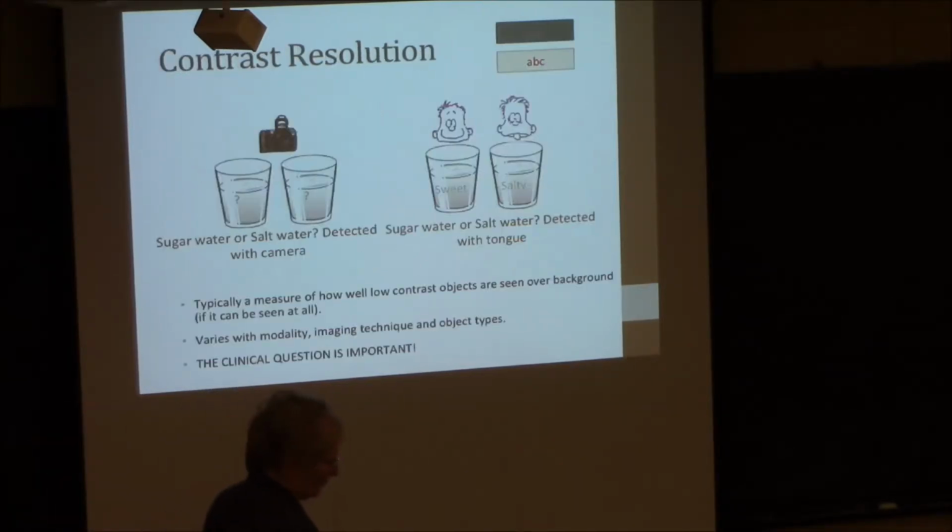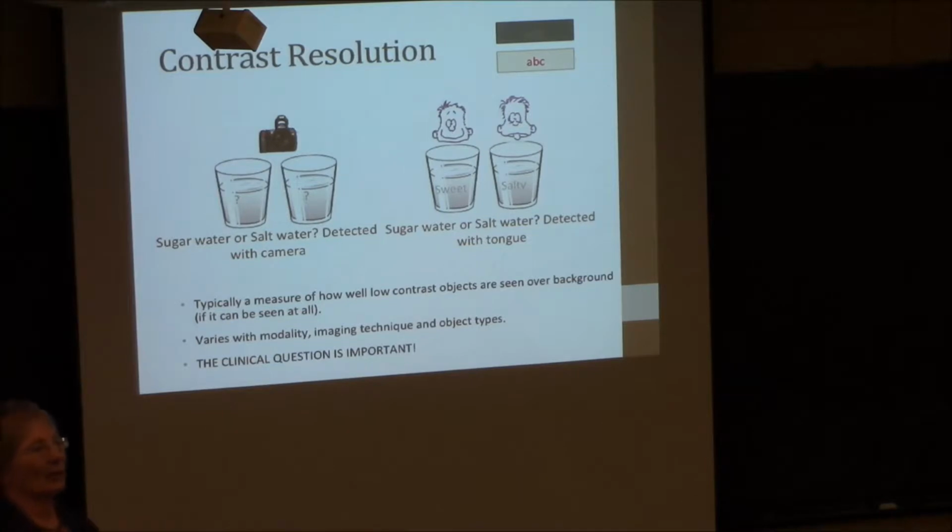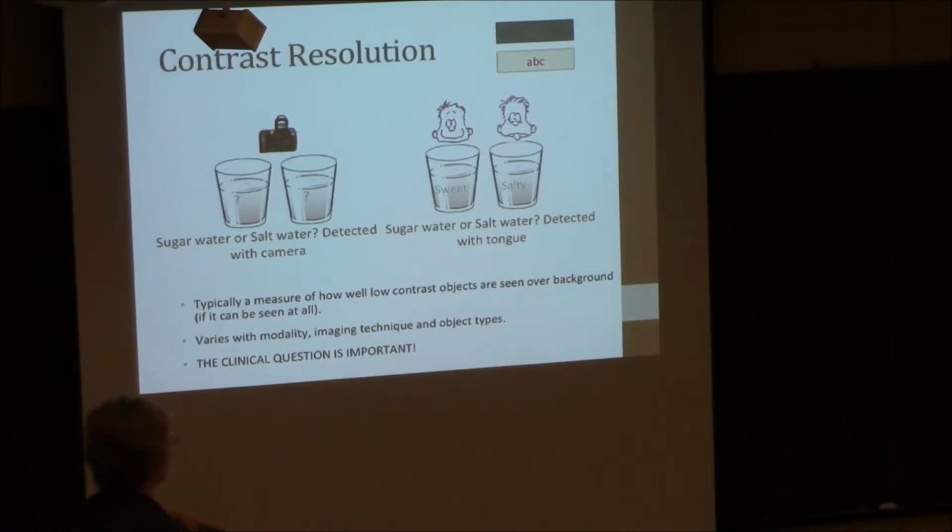So, contrast resolution, for those who don't know how we think of it, is basically, can you see something if it was there? So if you take a picture of 2 glasses of water, one with sugar and one with salt, you're not going to know the difference. You can't see anything on your image that tells you that one's sweet and that one's not. But certainly if your detector is your tongue, you're going to tell that really quickly.